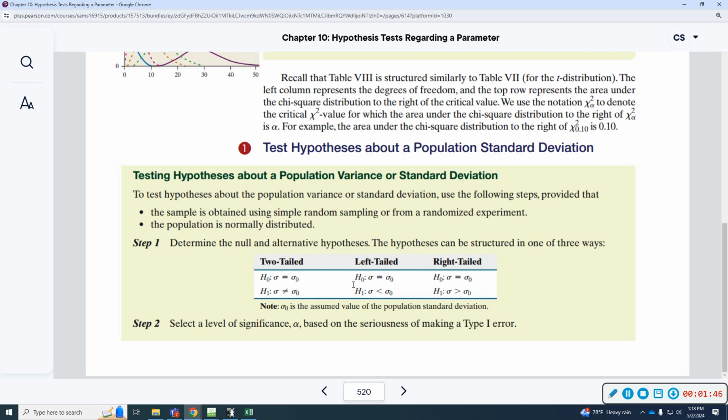The same methods for the test are going to be applied. The null hypothesis will always contain equality. Two-tailed is not equal, left-tailed is less than, and right-tailed is greater than.